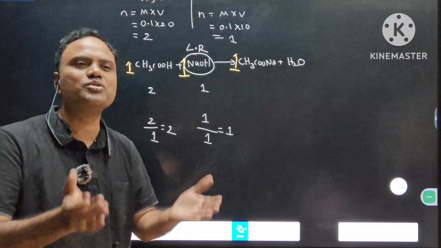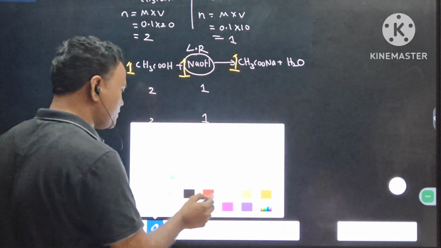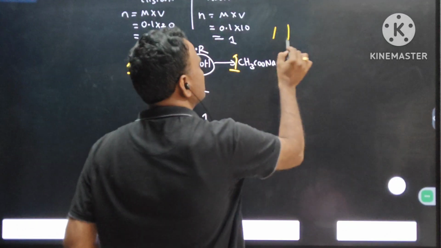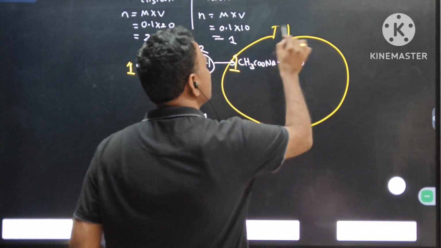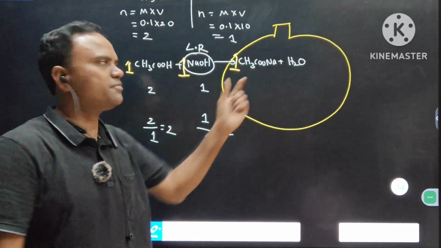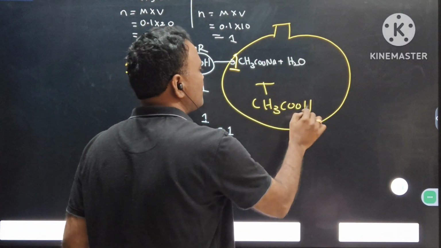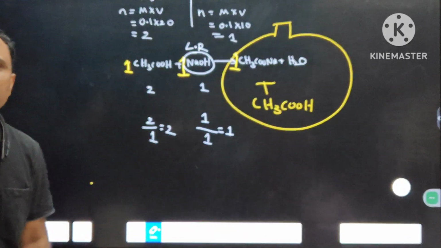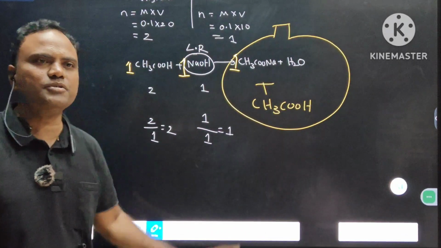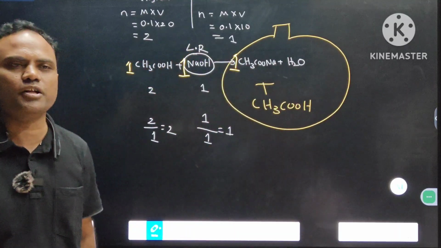So after reaction also it will be present. See, in the final mixture, this is the final beaker. In the final beaker, sodium acetate is present and acetic acid is also present. What I explained, excess reagent. Excess means after reaction also it will be present in the final product.